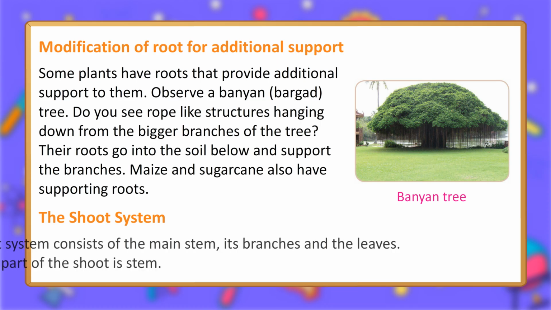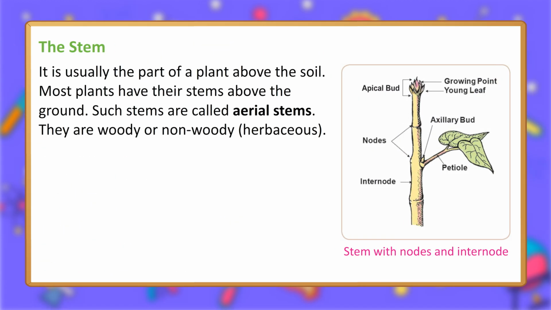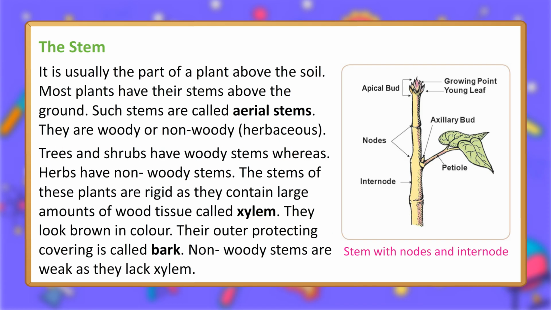The shoot system. The shoot system consists of the main stem, its branches and the leaves. The main part of the shoot is stem. Banyan tree. The stem. It is usually the part of a plant above the soil. Most plants have their stems above the ground. Such stems are called aerial stems. They are woody or non-woody, herbaceous. Trees and shrubs have woody stems, whereas herbs have non-woody stems.